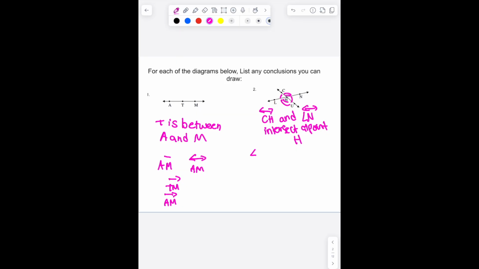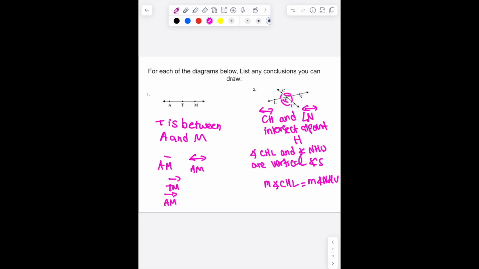So I can write angle CHL and angle NHU are vertical angles. And since they're vertical angles, I can also state that they're congruent to each other, or that their measurements are equal to each other. I could say the same exact thing for the other pair of vertical angles as well.